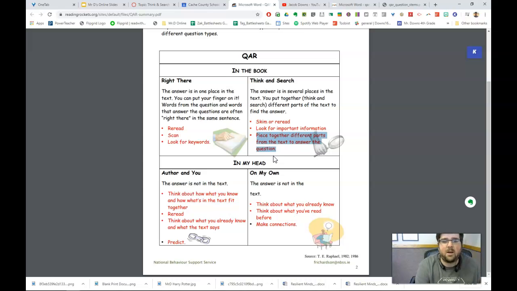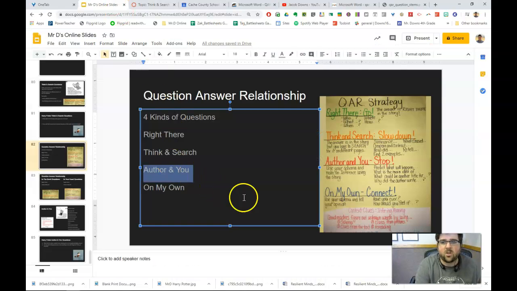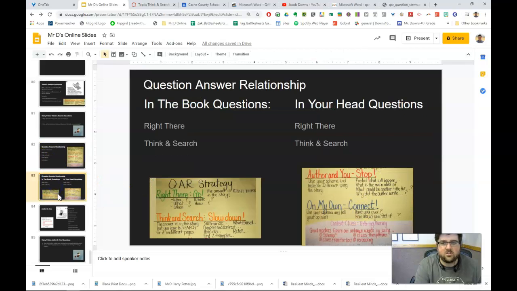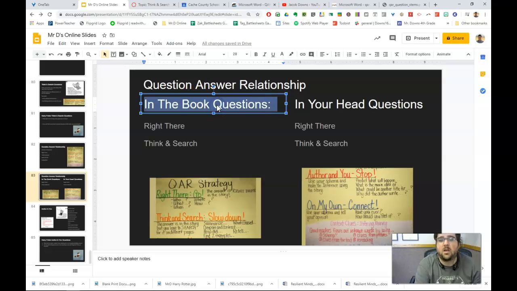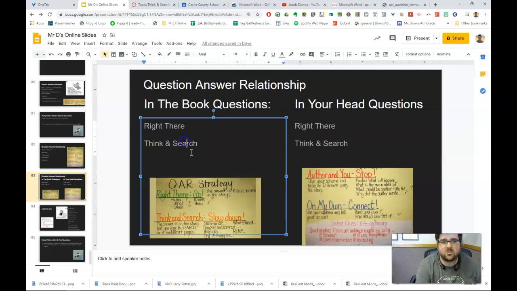But now let's talk about author and you questions. When we've talked about the 4 types of questions, today I want to bring in this idea that there are 2 groups here. The first group is questions where the answer is in the book. It's straight in the text, and you can find it either in one specific spot, like a right there question, or over parts of the text, like a think and search question.